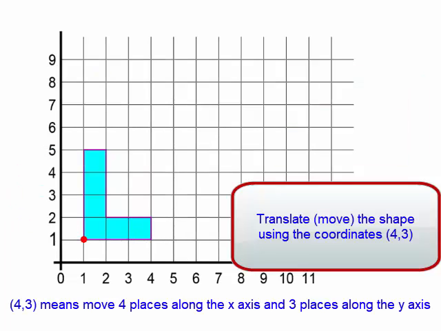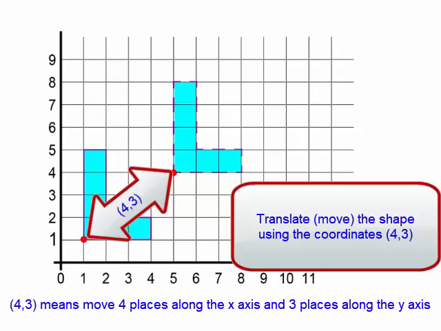In this example, we have been asked to move our original shape using the coordinates 4, 3. The 4 indicates movement of 4 places along the x-axis, and the 3 indicates movement of 3 places along the y-axis. So moving our original shape by using the coordinates 4, 3, we arrive at this position.